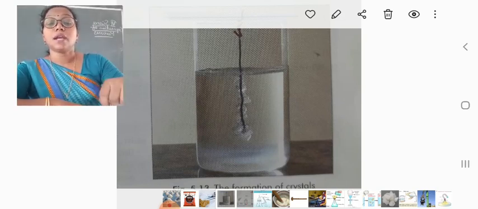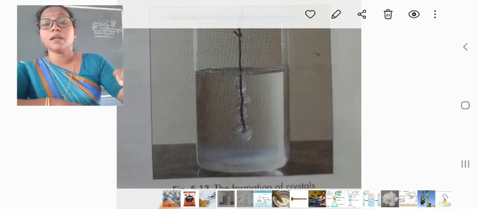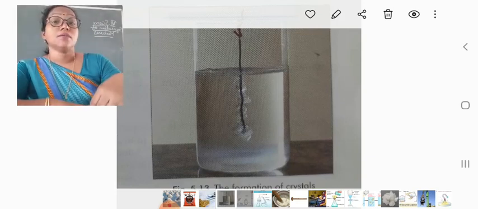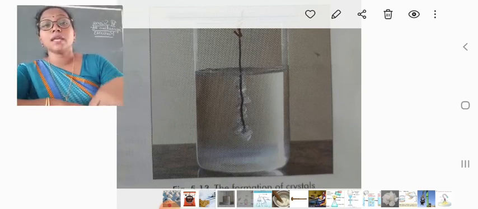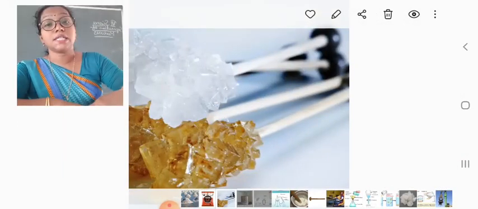And a thread that is tied to a pencil is hung above a beaker, and the thread is allowed to dip in the solution. Some water evaporates and within 2 days crystals start to form around the thread. That is known as crystallization. Sugar candies are made by using this method of crystallization.